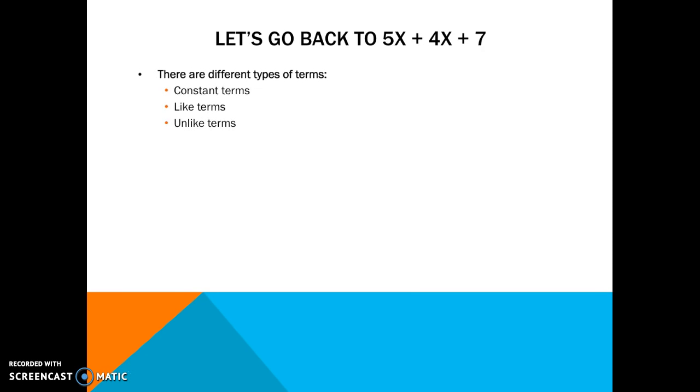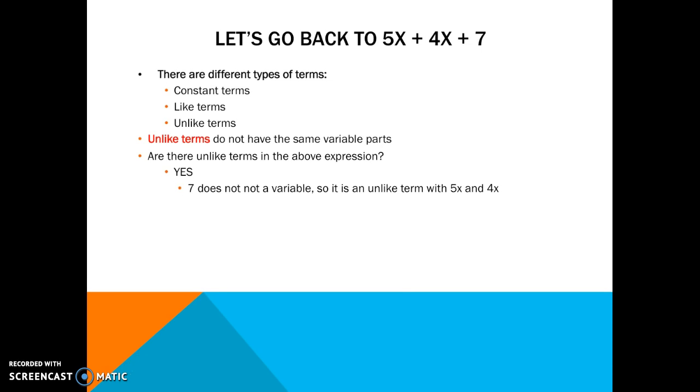So the last one we're going to talk about is unlike terms. Unlike terms are just going to be the opposite of like terms. So unlike terms do not have the same variable parts. So if I look up at this example, do you see any unlike terms? I do. I see 7. 7 does not have a variable, so it will be an unlike term with 5x and 4x, which means I would not be able to combine those terms.